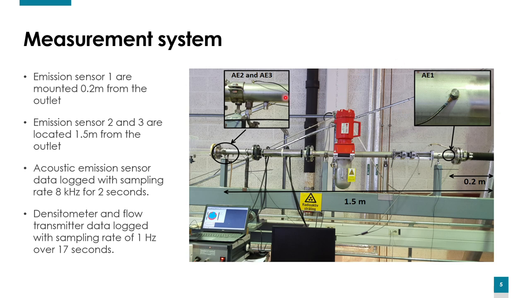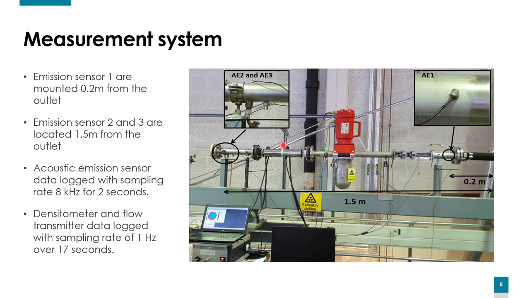You can see a picture here that has been taken by some people working at the university or some students. You see the flow coming in here from the left and through the densitometer, and then the outlet is on the right side. At the right side, 0.2 meters from the outlet, you have an emission sensor that is mounted on the cross-sectional area of the pipe. And 1.5 meters from the outlet, we have two emission sensors, one smaller one at the top and one bigger at the bottom. The bigger one at the bottom is the same size as emission sensor 1 at the outlet.